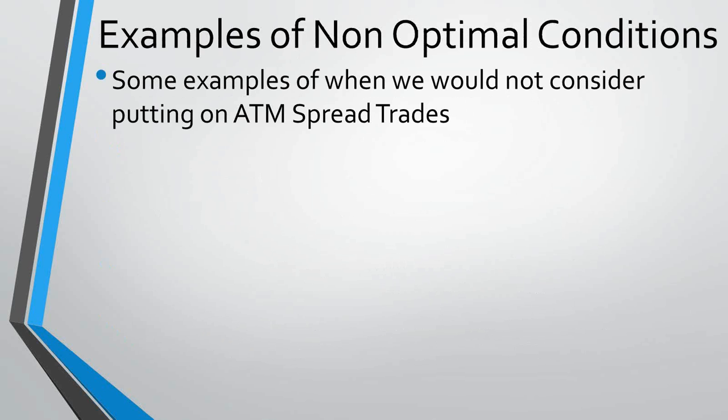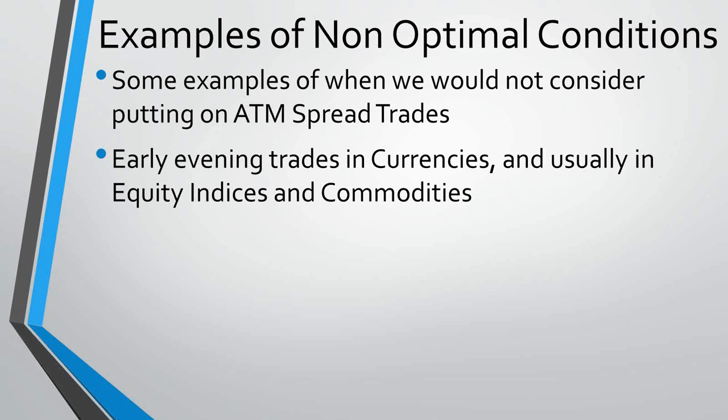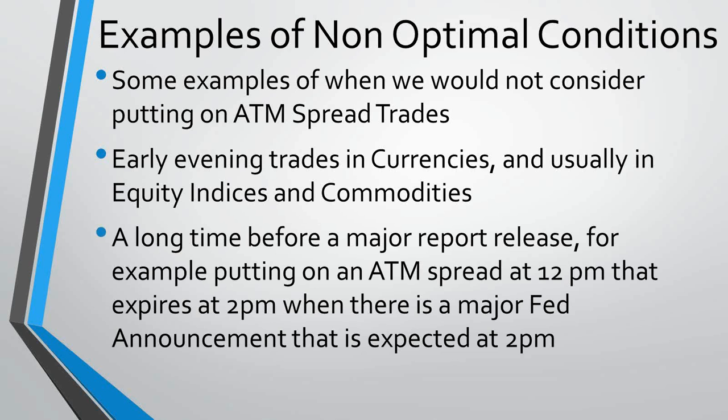Examples of non-optimal conditions. Early evening trades in currencies and usually in equity, indices, and commodities. I mean, if there's news out, if there's something going on that's really driving those markets, that's a different story. But generally, after hours conditions in the early evening, things are trading in a tight range, and you don't want to be looking to put on at-the-money spreads. You're better to be looking to put on in-the-money spreads where you can capture that time decay. So if you were long, it'd be somewhere above the null point.